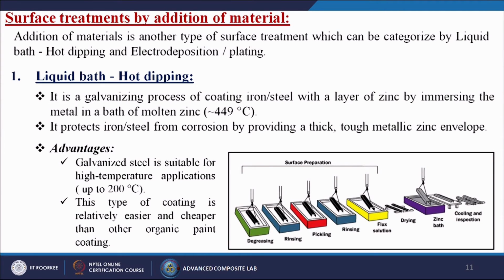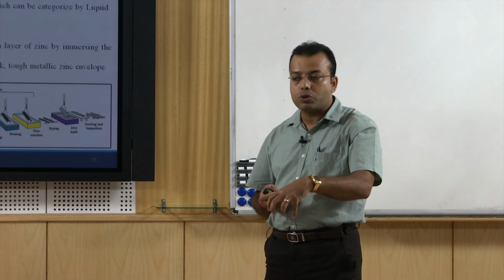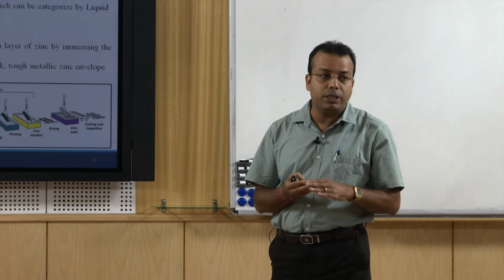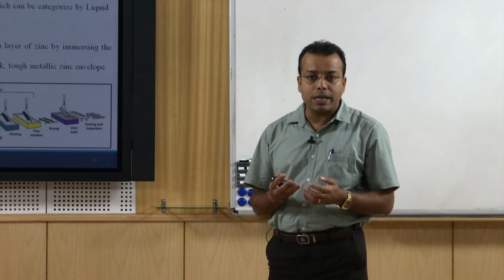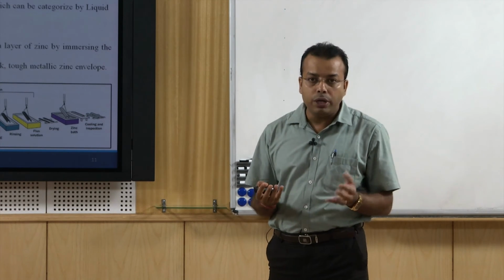What are the advantages? First, galvanized steel is suitable for high temperature applications up to 200 degrees centigrade. This type of coating is relatively easier and cheaper than other galvanic paint coating. From this figure you can understand, first we are doing the degreasing, then rinsing, because any grease or oily layer attached to the surface means that if we dip that sample into the solution, the zinc may not stick to the material. So, first we have to clean the outer surface of the material so that the adhesion will be more.